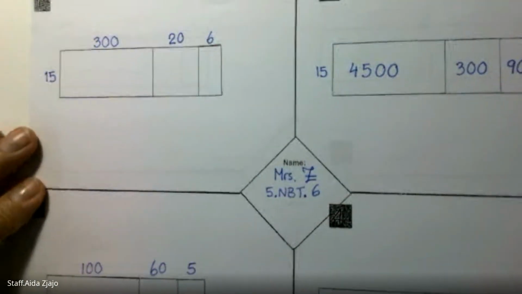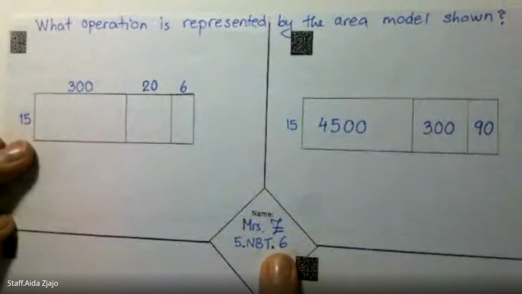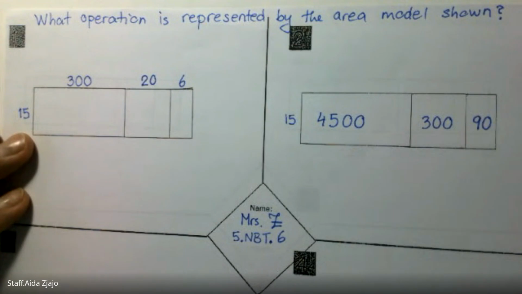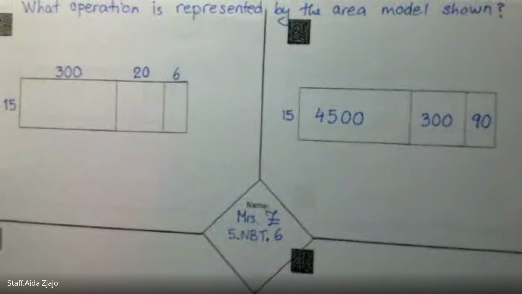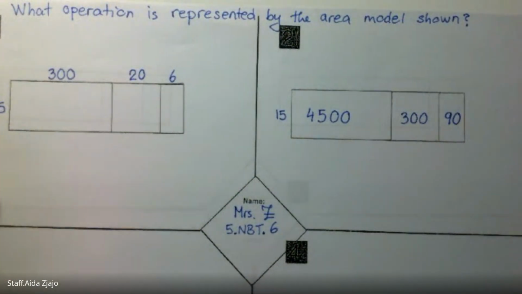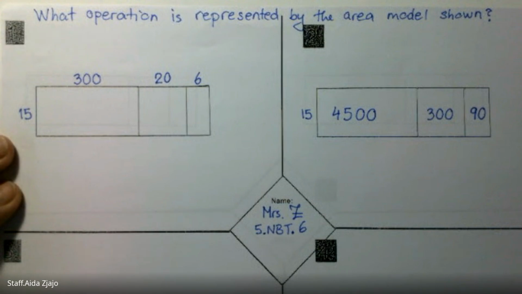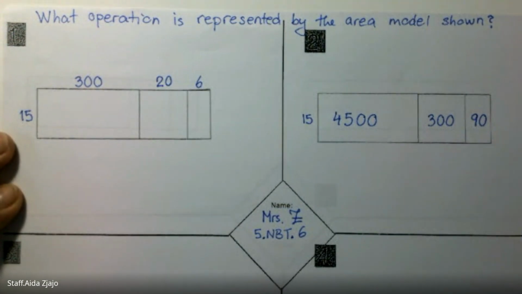Z. Today we're going to talk about fifth grade, the number base 10, objective 6, which is area model of division. But we will think about solutions that are connected to multiplication and in connection with division. So I have two examples. It's connected to 4.NBT.5 and 6 from fourth grade, and it's a good review from fourth grade to fifth grade. Okay, so what operation is represented by the area model shown?